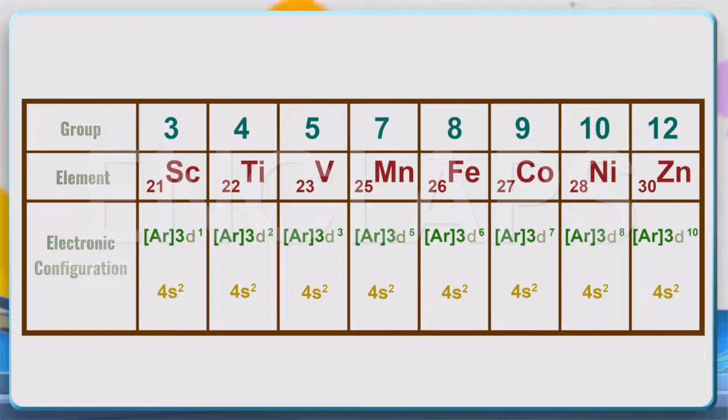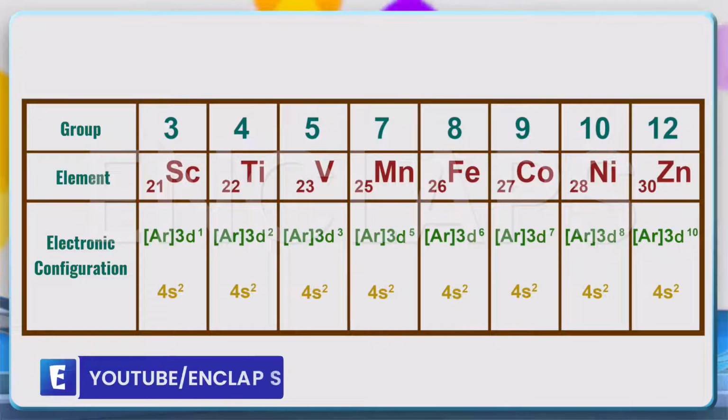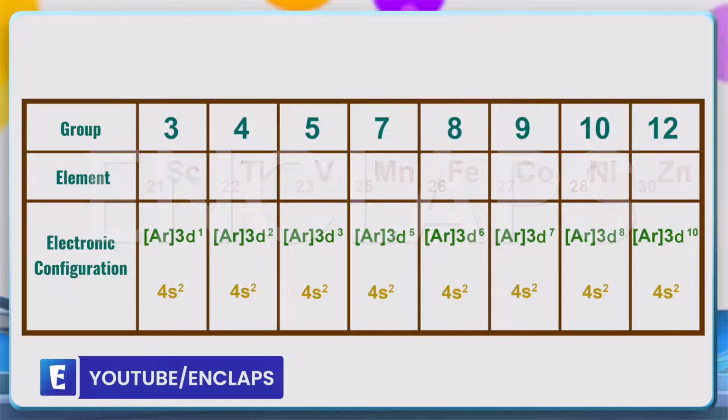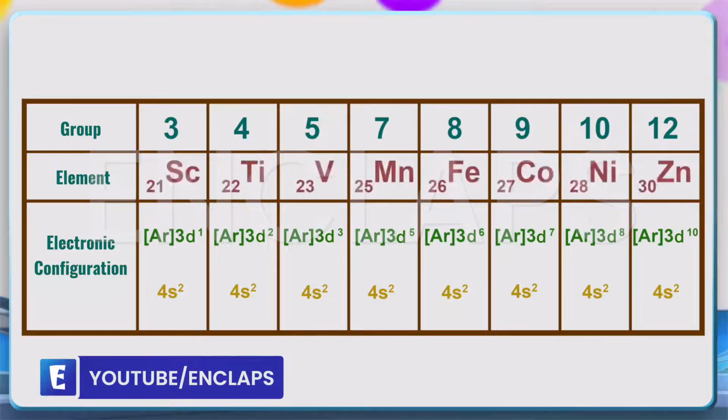We can explain it with the help of an example. Look at this table. Here you can see the subshell electronic configuration of different D block elements like scandium, titanium, vanadium, which belong to different groups in the periodic table. Okay. So, if you look at the subshell electronic configuration of all these elements, you can see that the number of electrons in the outermost S subshell is 2.